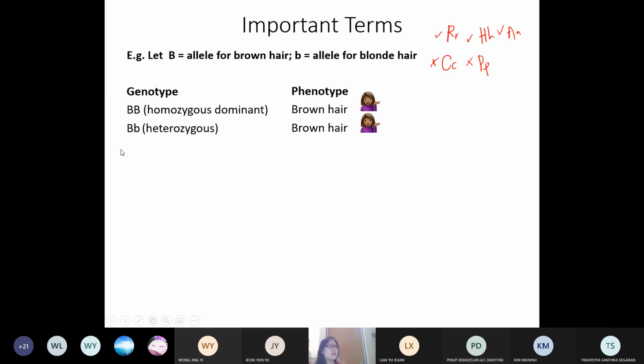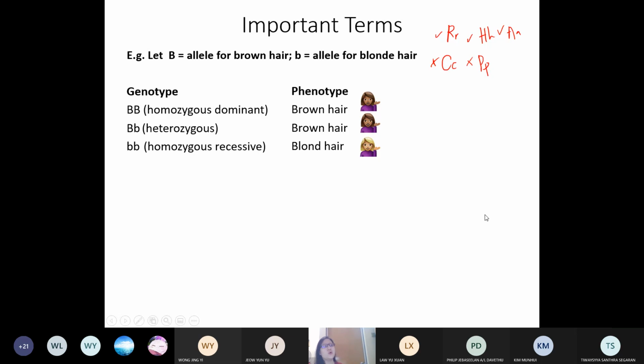So brown hair, and then if you have small b, small b, the person is homozygous recessive for the gene, and the person would have blonde hair. So this here we call a recessive phenotype. The brown hair we call a dominant phenotype. Okay, I just want to make sure you have that terminology very clear.